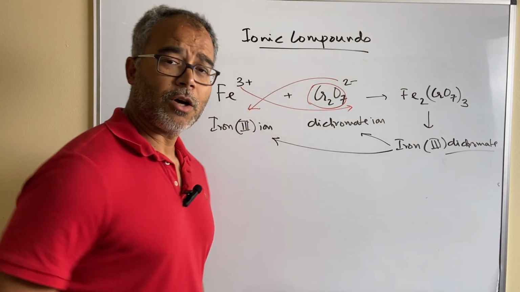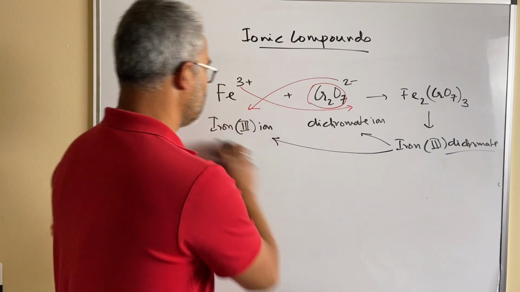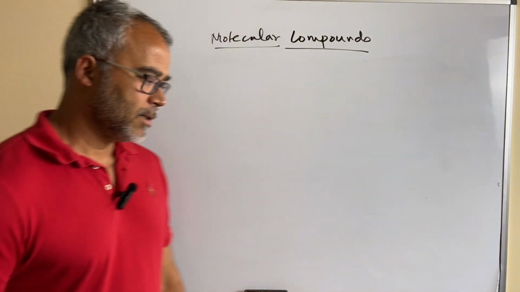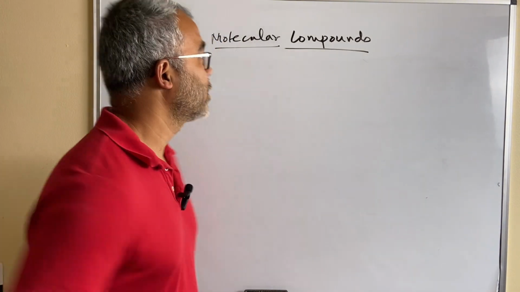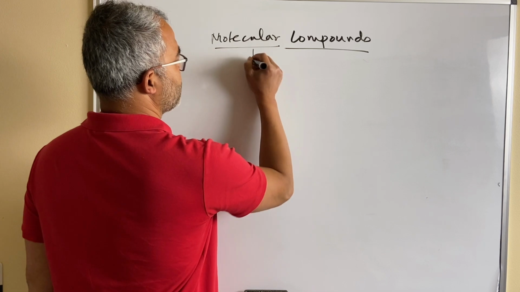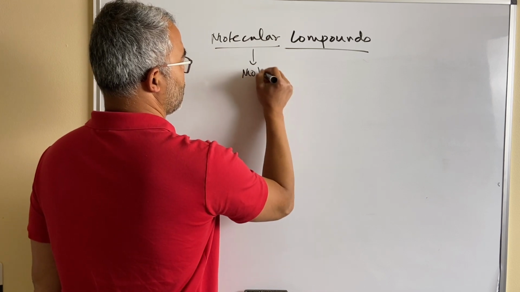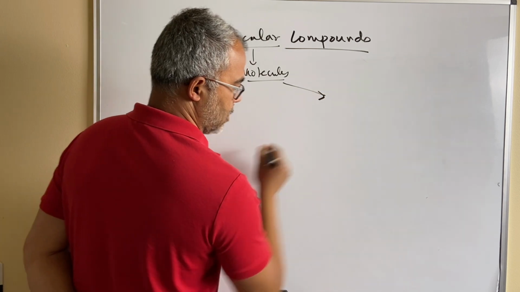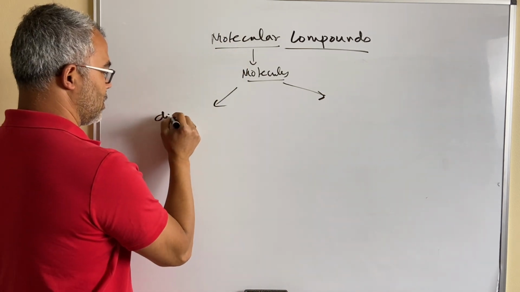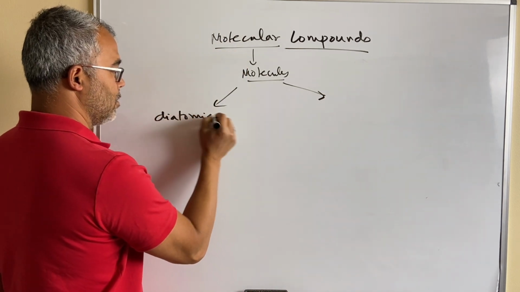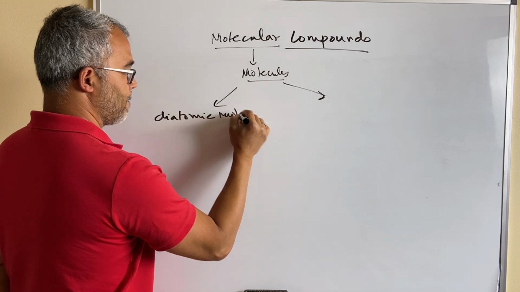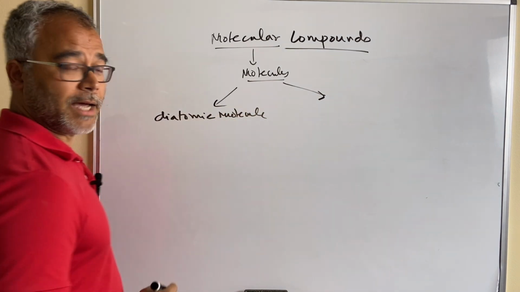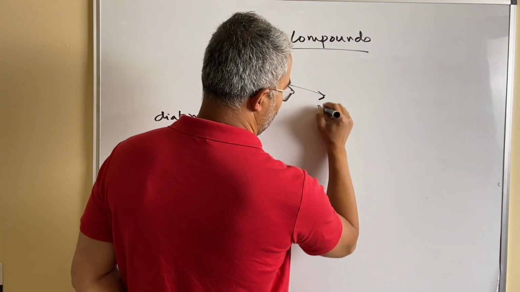Let's switch gears and talk about molecular compounds. Okay. So let's talk about two types of molecules out here. Okay. First, so there are two types. One is called a diatomic molecule, and then the other type is called a polyatomic.